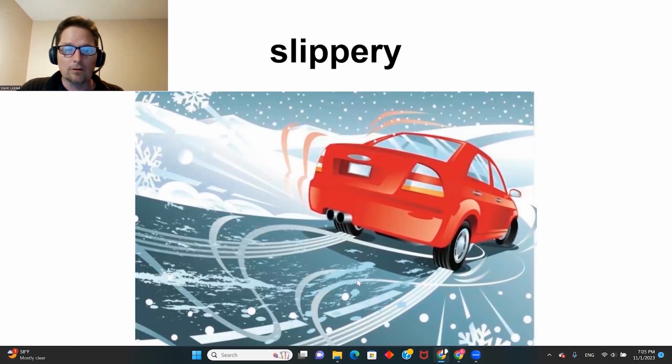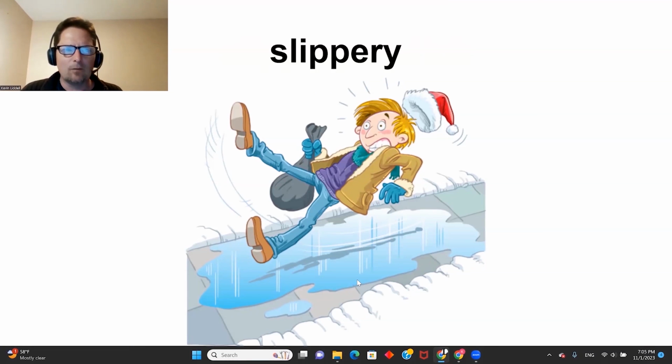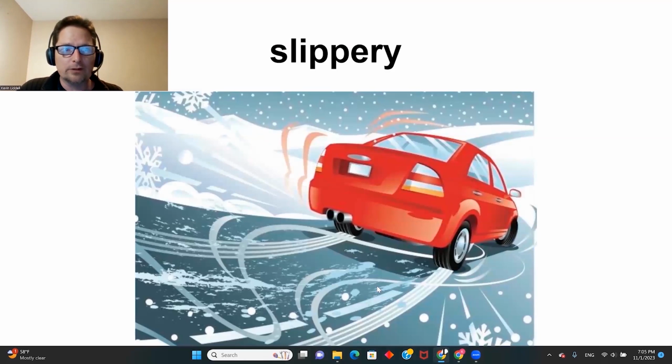Or I can say the road, the street. The street is slippery. You need to be careful driving because the road is slippery. Let's practice. Is the sidewalk slippery? That's right. The sidewalk is slippery. He needs to be careful. What about the street? Is the street slippery? That's right. The street is slippery.